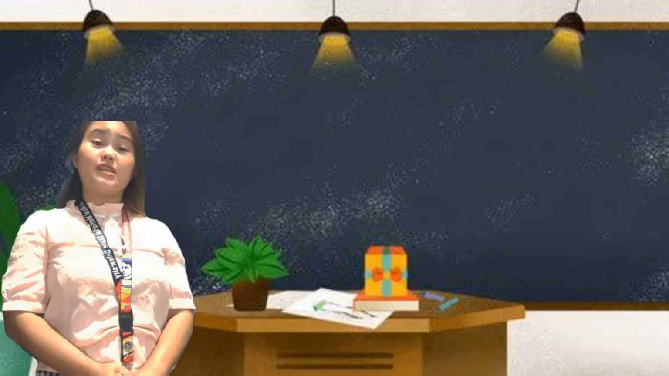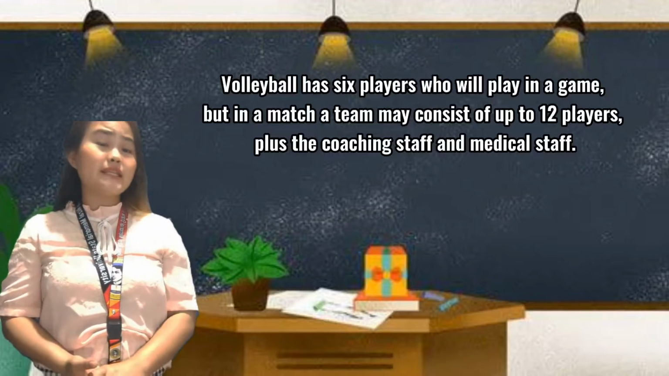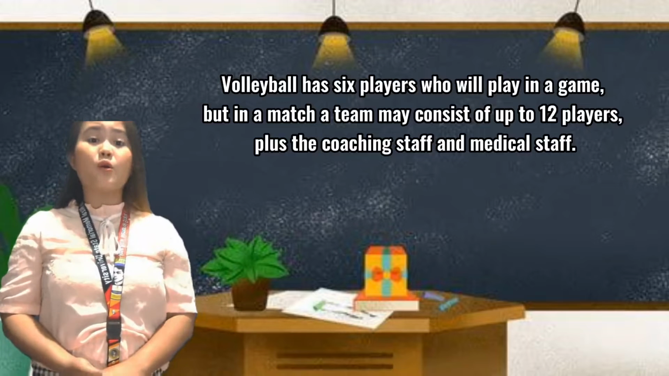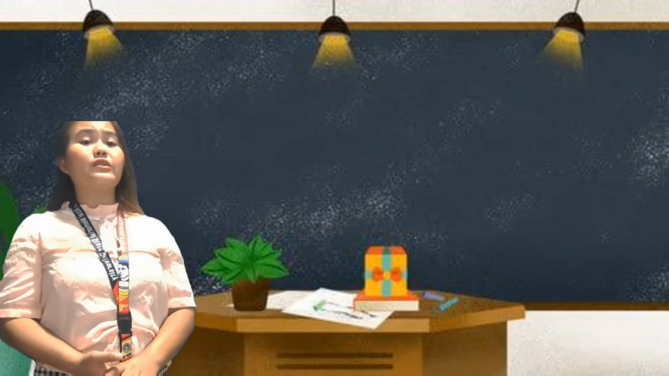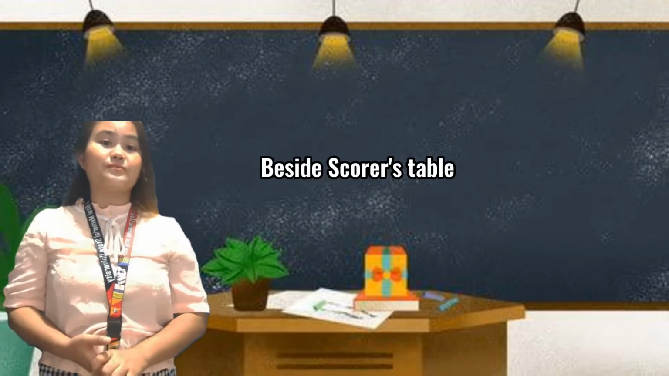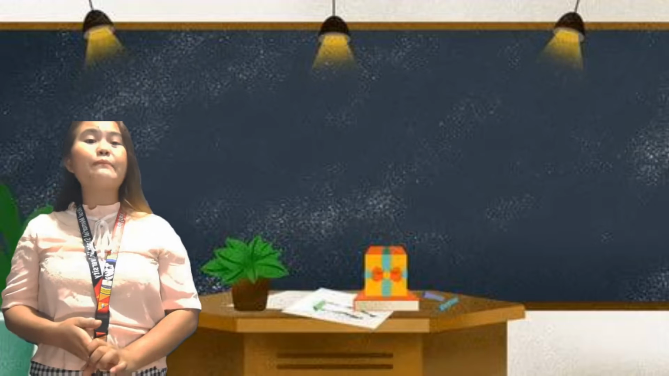Okay, so basically, volleyball has 6 players who will play in a game. But in a match, a team may consist of 12 players plus the coaching staff and medical staff. The location of the team is beside the scorer's table outside the free zone. The players not in play should either sit on their team bench or be in the warm-up area. The coach and other team members sit on the bench but may temporarily leave it.